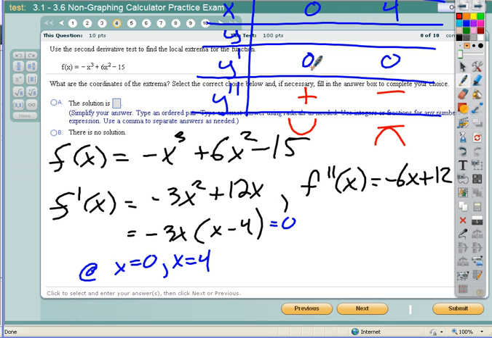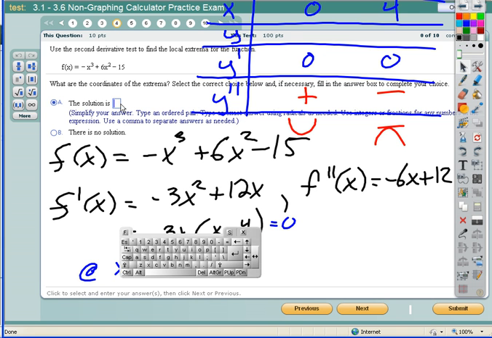Zero, comma, four. So the solution, right, so how would you enter this then? They want to know what are the coordinates of the extrema. Okay, so we would have to input. Yeah, it's going to be a little weird. You want ordered pairs separated by commas. So we'd have x equals 0. And if I put 0 into the original equation, I get negative 15. Right? It wants the points. So 0, comma, negative 15. Close that ordered pair, comma, another ordered pair.